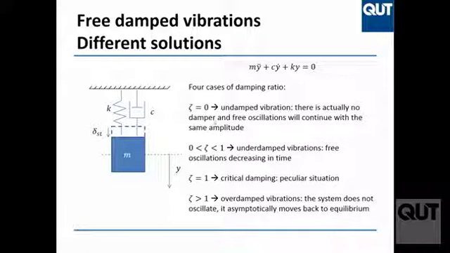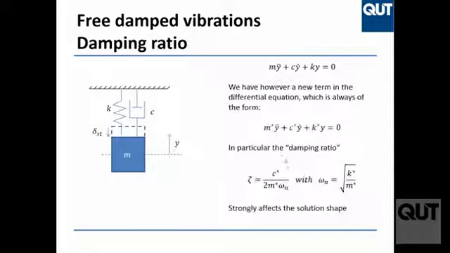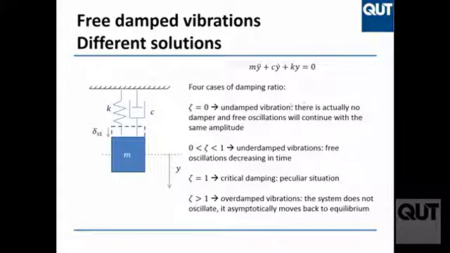Zeta equal to 0. We already saw it. When is zeta equal to 0? Look at zeta. Zeta is c divided by 2 m omega n. Only if c is equal to 0, then zeta is equal to 0. But if c is equal to 0, this is not there, and we are in the previous case we've seen before. So it's undamped. Okay? So if zeta is equal to 0, we have already seen the solution. Basically, there is no damper because there's no c. So this guy is not there when zeta is equal to 0. So zeta equal to 0 is the undamped solution.